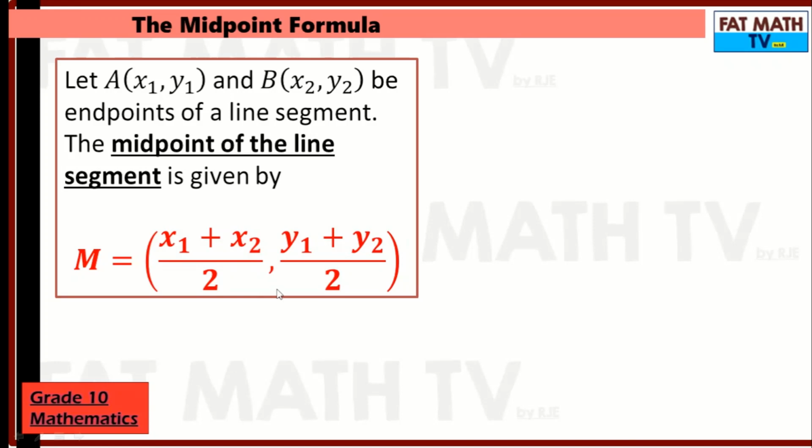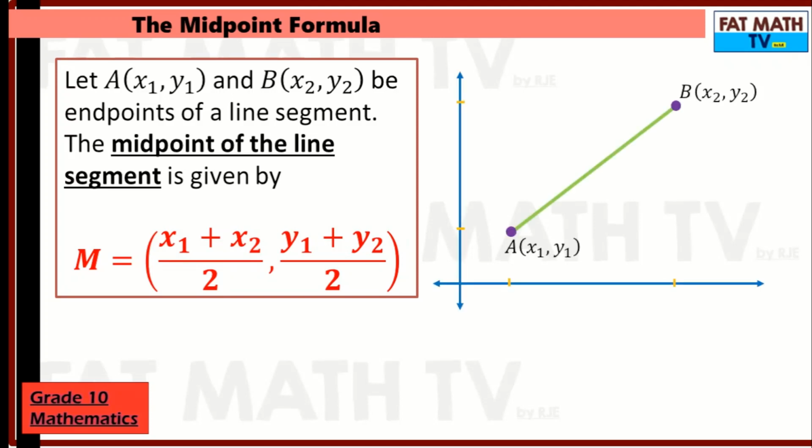As you can see here, the x values or the abscissas are added and then divided by 2. So it's just the average. And the y's are also the average of the two y's. So for the midpoint, you just get the point in the middle of the two given points.